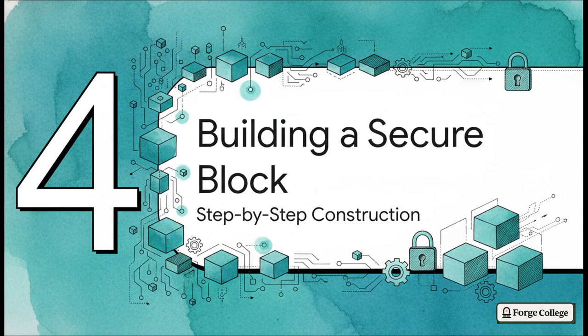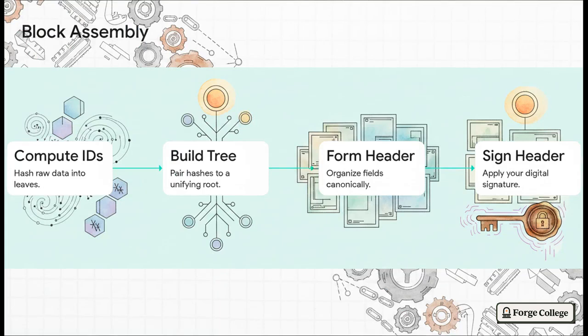Moving to Section 4, building a secure block. Let's walk through this step-by-step construction. I want you to imagine you're a master inventor assembling a flawless mechanical device. Here is our chronological assembly line. Step 1, we compute the transaction IDs. We're essentially hashing our raw data into leaves.